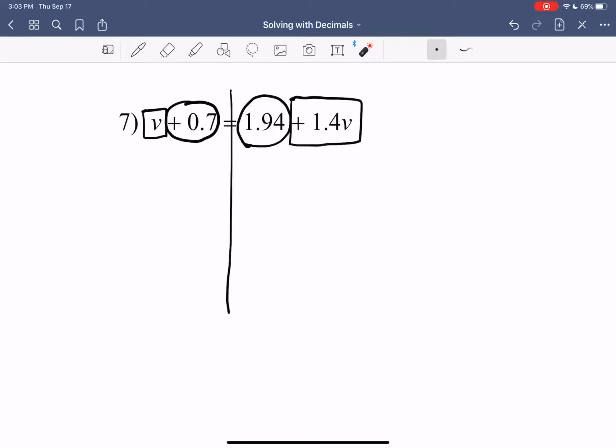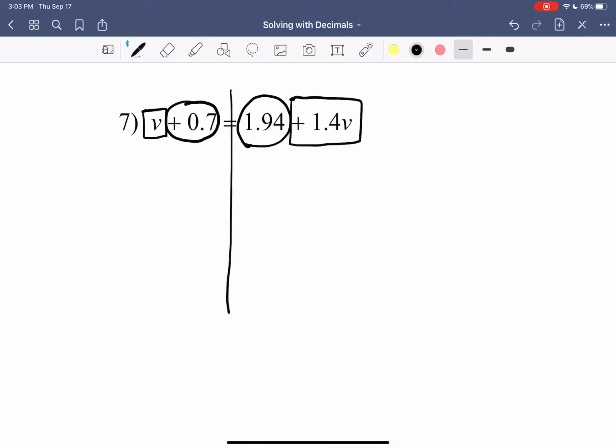So right here we have a box and a circle, so those can't be combined, and we have a circle and a box, so those can't be combined. And then we're going to look if we have variables on both sides. So we have a v over here and we have a v over here. So that's going to take us to moving our least coefficient.